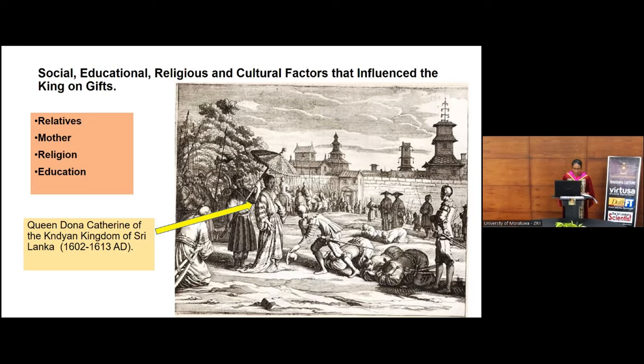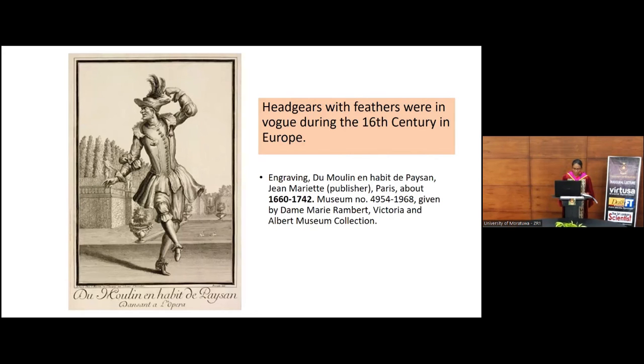Social, educational, religious, and cultural factors influenced the king on gifts as well. Headgears with feathers were in vogue during the 16th century in Europe. He always reflected the zeitgeist.